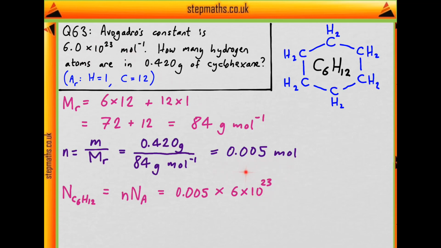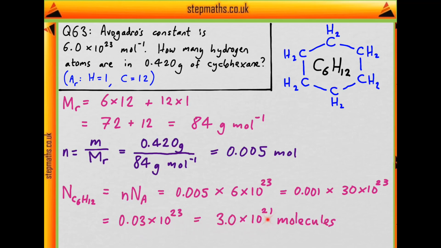Now, maybe you can do this in your head, but I'm going to break it up. So what would 5 times 6 times 10 to the 23 be? So that would come out as 30, and we've still got 0.001. So what's 30 times 0.001? That's the same as 30 divided by 1,000, which is 0.03. Now finally, I'm going to change it into standard form. So if it's this times 10 to the 23, then it'll be 3 times 10 to the 21. So that's how many molecules of cyclohexane we have.